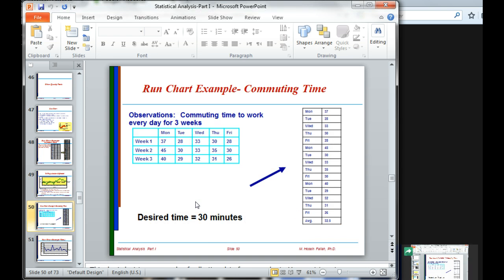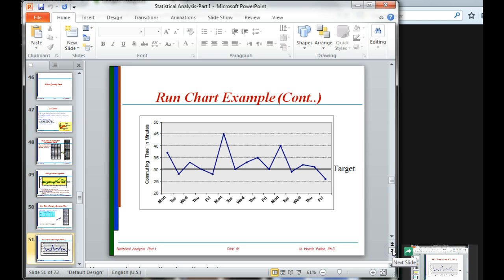Another example here: let's say I was interested in my commuting time, and I'd like to get to work, and I know many of you commute about 30 minutes. So I started to track the data for 3 weeks. When I leave on Monday, I look at my watch. When I get to the office, I look at my watch, and then record how long it took me. I put it in a column, and then I draw a run chart. Looking at the run chart, immediately you could see a couple of things. On Mondays, it takes me significantly more time to get to the office because everybody is probably on the road. Tuesdays, Wednesdays and Thursdays are better, but overall, I'm not making my target.